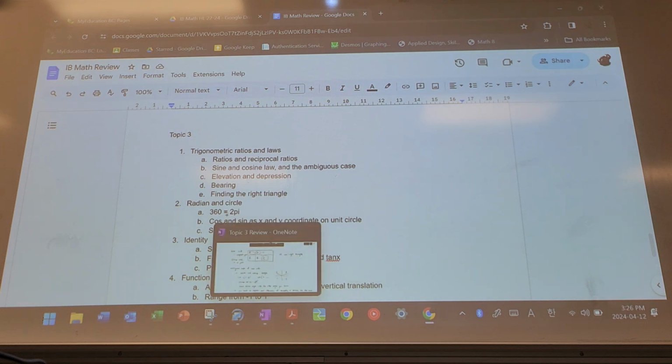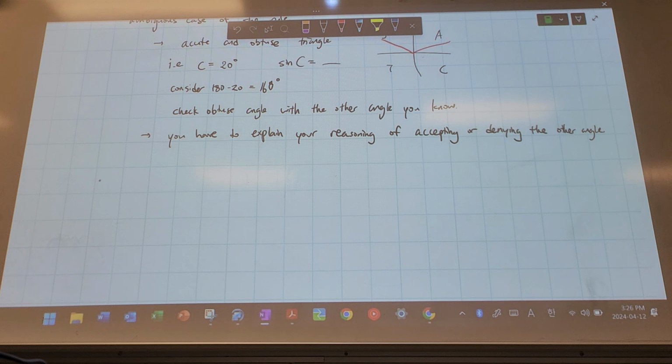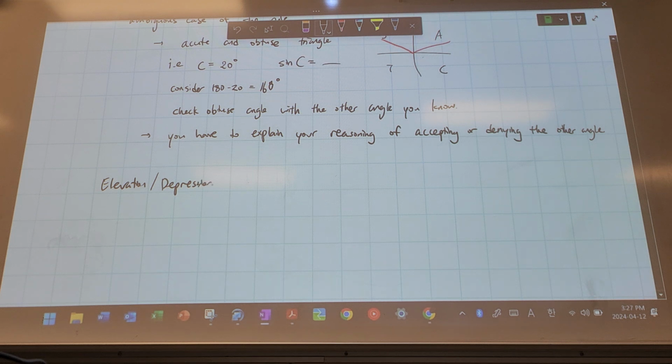Let's talk about elevation and depression. Elevation and depression is basically when you have the angle of going upwards, that's elevation. If you're looking downwards, that's depression. Why do we need to know? Not really. Let's move on. We have to know the bearing though.